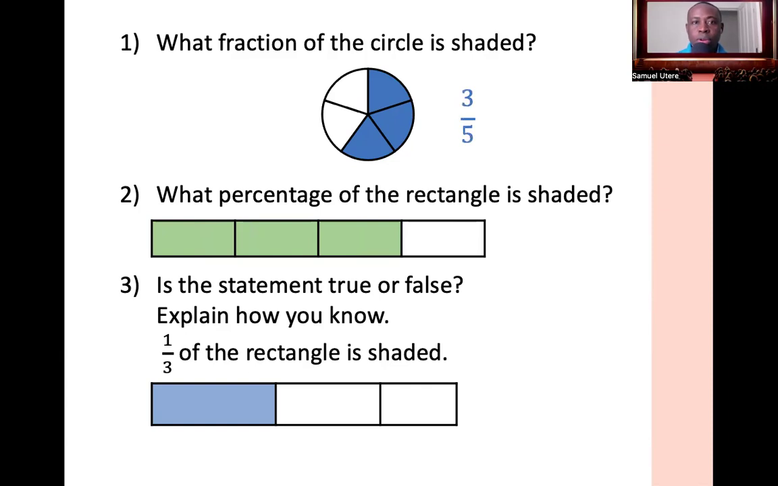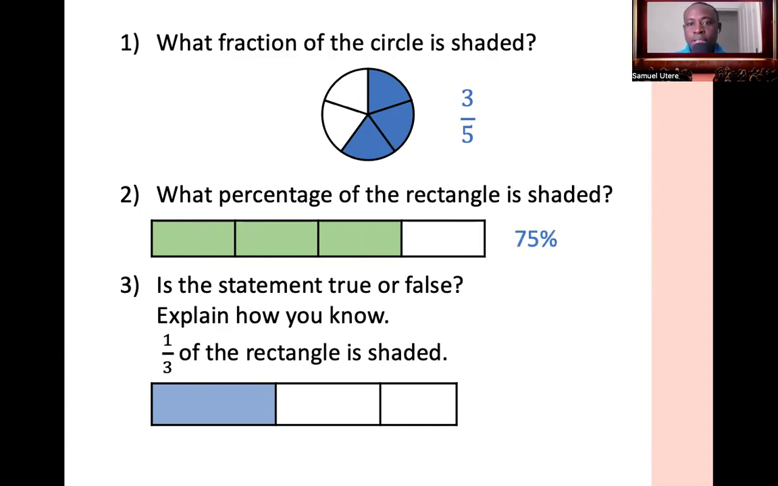So for the first one, you were asked what fraction of the circle is shaded. You can see that the circle is divided into 5 equal parts. And out of those 5 equal parts, 3 parts are shaded. So we'll say 3/5, so 3 out of 5 parts. So 3/5 means 3 out of 5 equal parts.